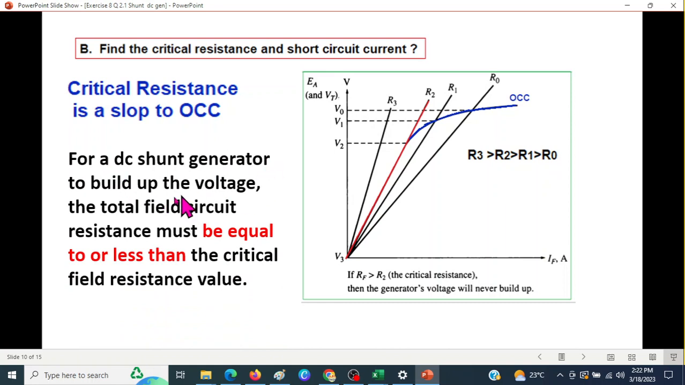For a shunt DC generator to build up voltage, the total field circuit resistance must be equal to or less than the critical resistance. So the resistance has to be equal to this or less than. Even equal to is very dangerous because the output will keep fluctuating. So it has to be slightly less than R2.